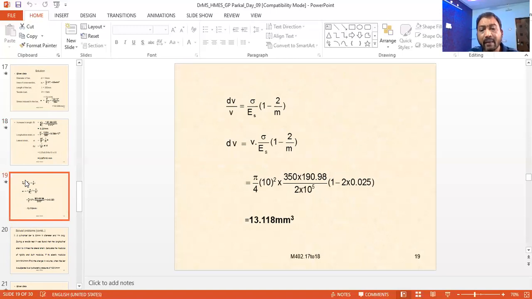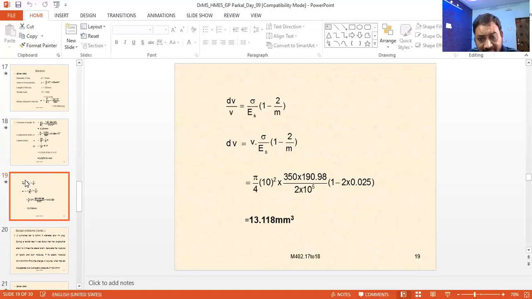Next, we know that the volumetric strain is equal to 1 minus 2 into 1 by m, that is nothing but 1 minus 2 by m, into sigma by E or f by E. So that is nothing but the volumetric strain, that is delta V by V. So here delta V becomes sigma by E into 1 minus 2 by m into V. So here V is nothing but the volume of the bar.